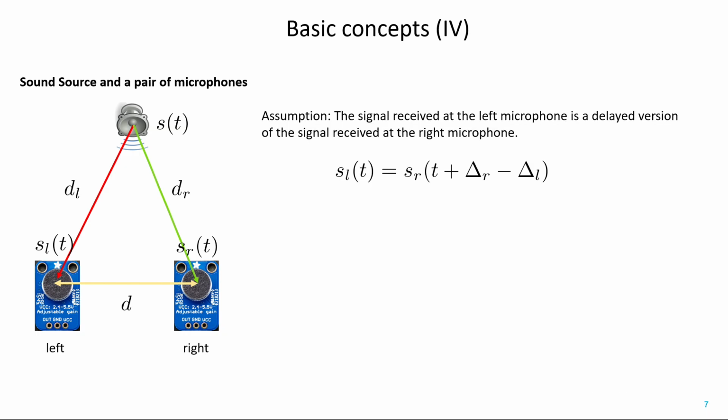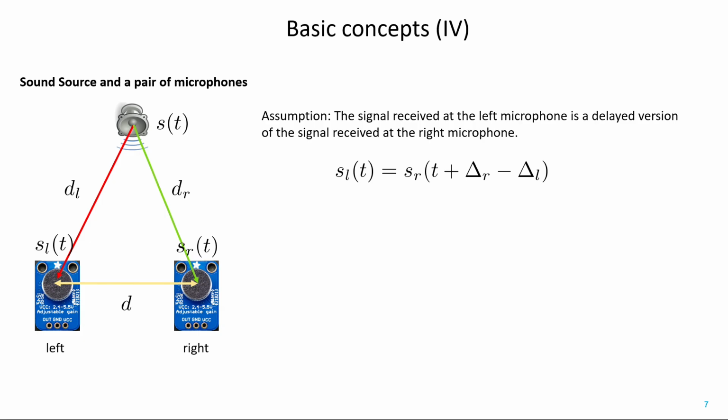The key idea here is that if SL of t and SR of t are shifted versions of the same signal, we can express this left signal in terms of the right signal. The left signal SL of t is equivalent to the right signal shifted in time by the difference in delays. So SL of t equals SR of t plus delta R minus delta L. Delta R minus delta L is called the time difference of arrival between the two microphones.